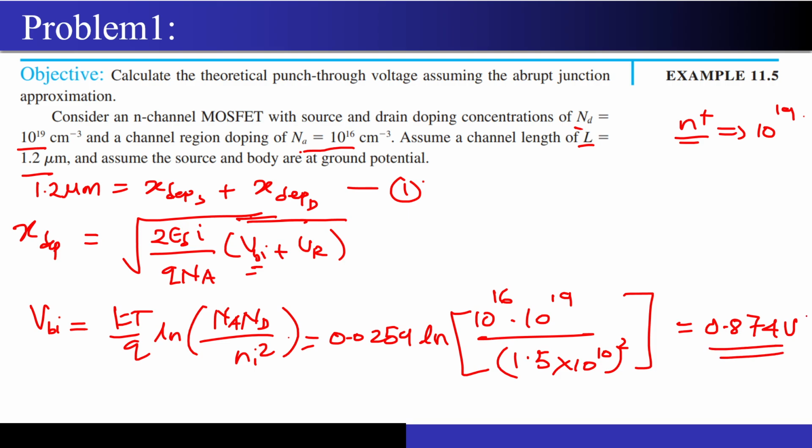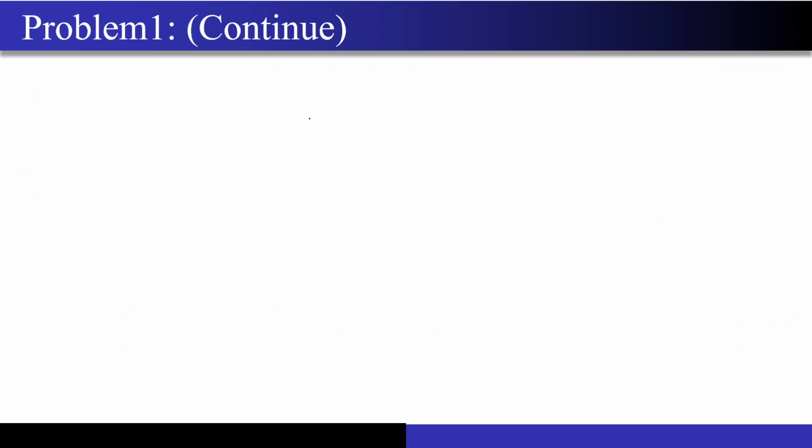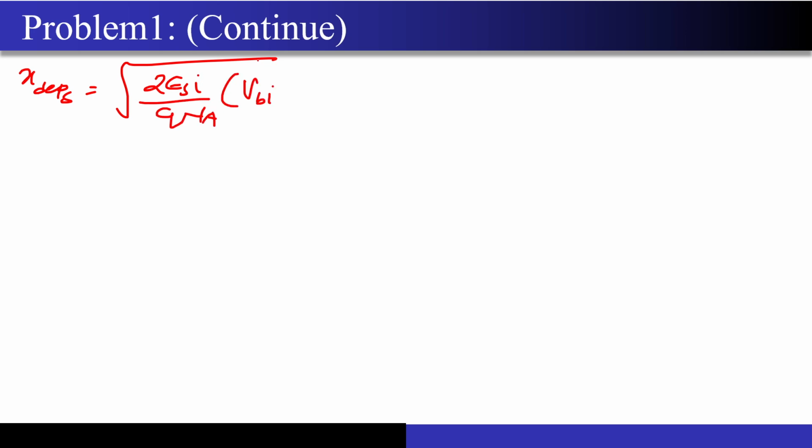So now what is my job? My job is to now calculate the depletion widths on the source and the drain side, correct? So as explained from the previous formula, the depletion region on the source side will be what? 2 epsilon Si by q Na into VBI plus, there is no reverse bias over here, so it will be 0, correct?